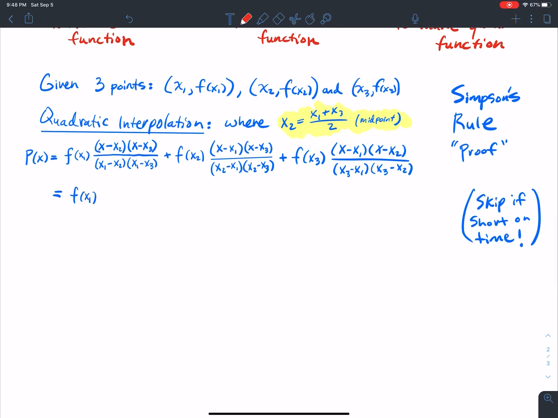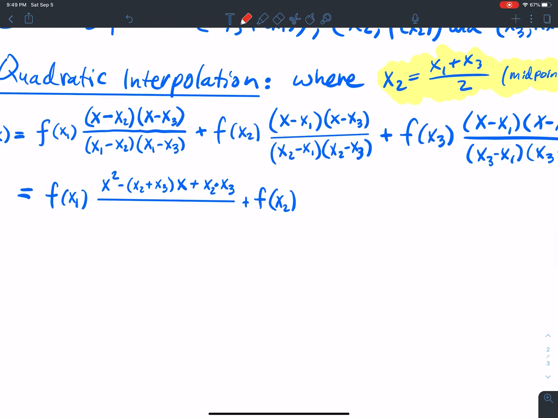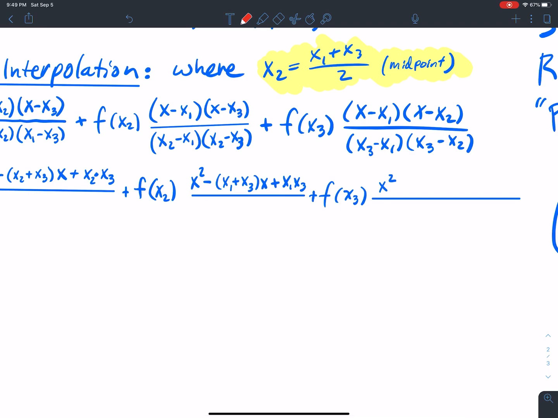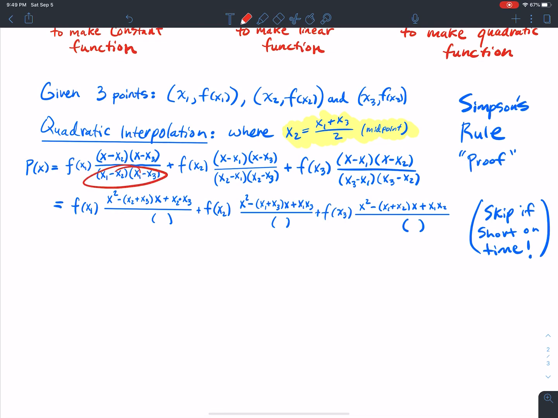So what I'm going to do is I'm going to multiply this out. So I'm going to multiply the numerator out. So distribute that, and you get this right here. If you want to try to do this yourself, you can multiply it out and you'll get that. And then I do the same thing here. I'll multiply it out and I'll get that. And then again here, I'll multiply it out and I'll get this. Okay. Now, I want to do some simplification of the denominators because those are all constants, right?